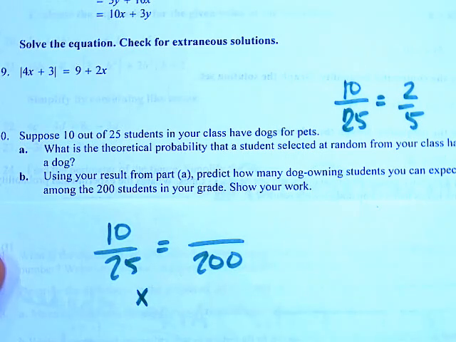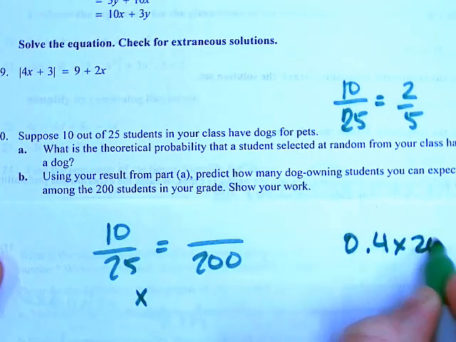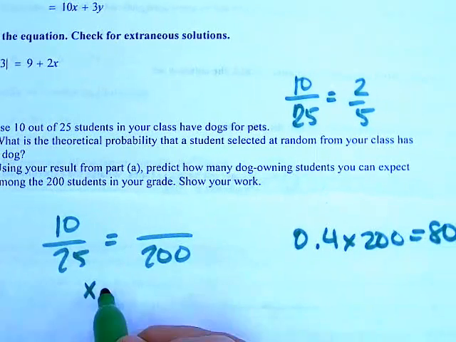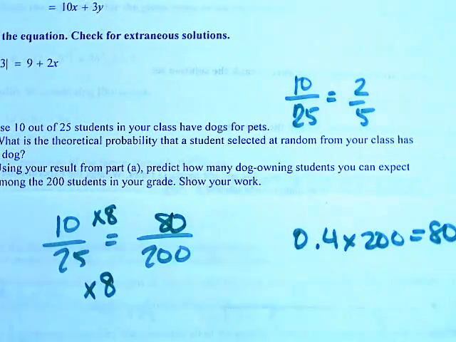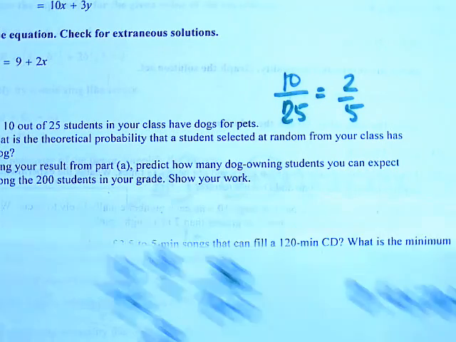40%. I went 0.4 times 200, that's perfectly fine, equals 80 students. And somebody else might have looked at it and said 25 times 8 is 200 and 10 times 8 is 80. Either way. There's more ways than that. Those are just two of the possible ways.